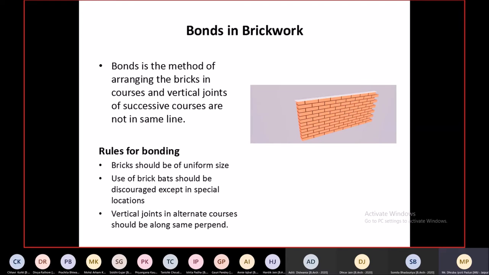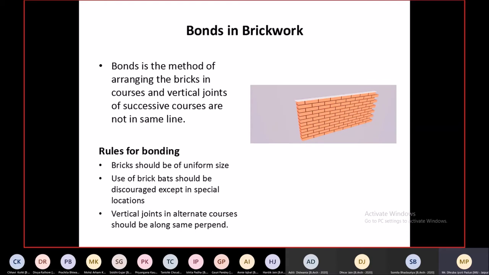Bond is the method of arranging the bricks in courses so that the vertical joints of successive courses are not in the same line. So when we say bonds of bricks, there are different types. We have English bond, Flemish bond, header bond, stretcher bond, and also zigzag bond. So there are different ways to arrange bricks, and we'll discuss all those types of different arrangements, right?